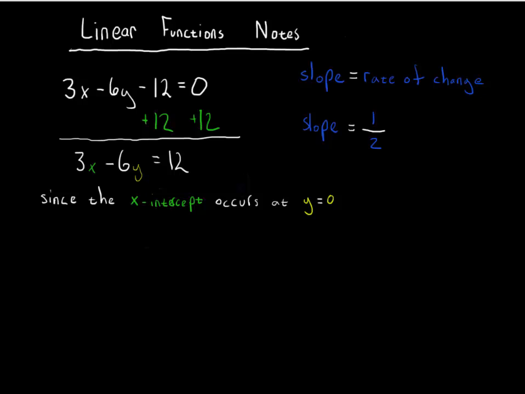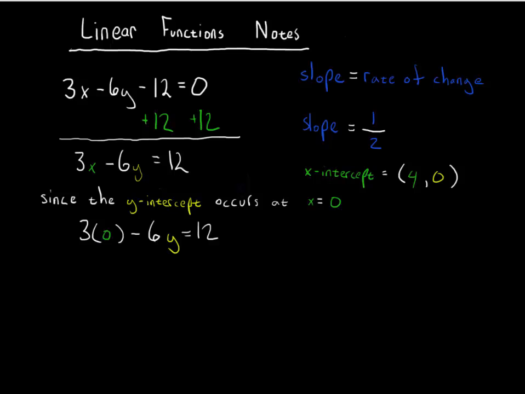Since the x-intercept occurs at y equals 0, I can easily use my standard form equation to find its location by plugging in 0 for y. Negative 6 times 0 is 0, leaving me with 3x equals 12, or x equals 4. Since the y-intercept occurs at x equals 0, I can find its location by substituting 0 for x. 3 times 0 is 0, leaving negative 6y equals 12, and y equals negative 2.